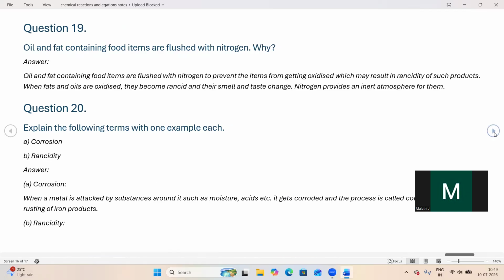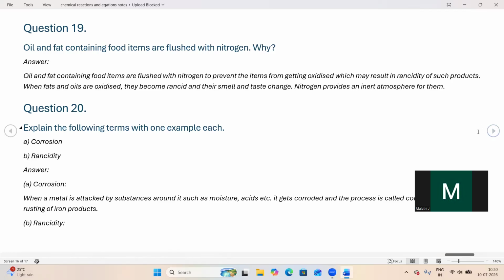Then oil and fat containing food items are flushed with nitrogen. Why? We already know that if oil and fat containing food items are exposed to air, they change taste and smell and get spoiled. To avoid rancidity, we flush them with nitrogen gas. To avoid oxidation, we should add antioxidants. So nitrogen provides an inert atmosphere for them, meaning it will not react with oxygen.